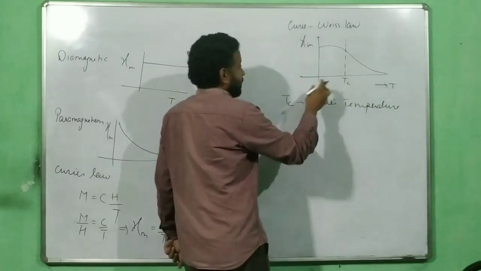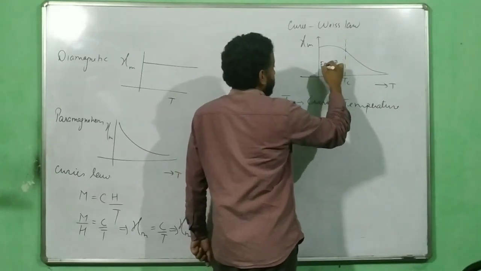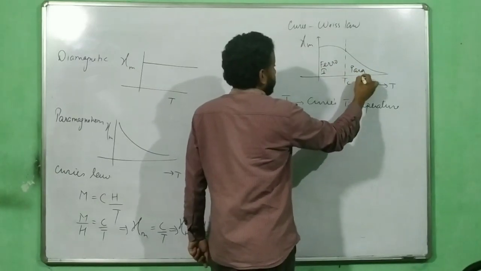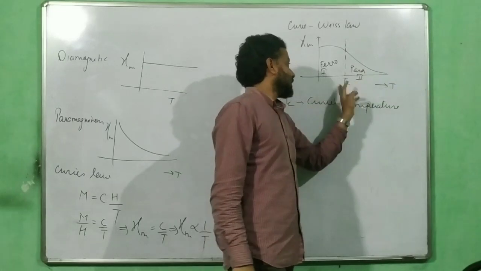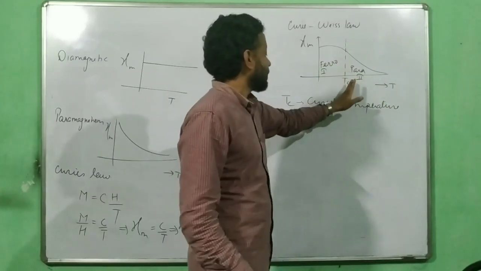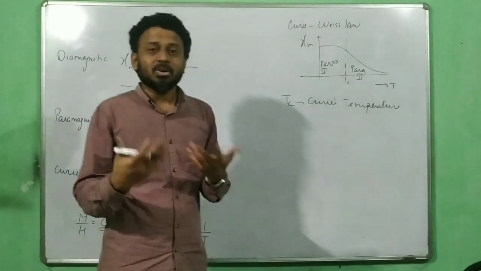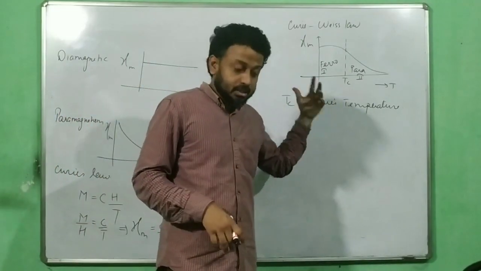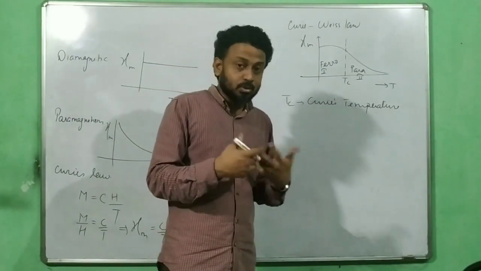So what exactly is Curie's temperature? Beyond this one, this is ferro, and this is para. This is region 1 and region 2. The temperature beyond Tc, the substance will behave as a paramagnetic, and below Tc, the substance will behave like a ferromagnetic. That means, let us say iron. Iron can behave both ways. It is a ferromagnetic substance, but it can behave as a paramagnetic substance also when you start heating it up.